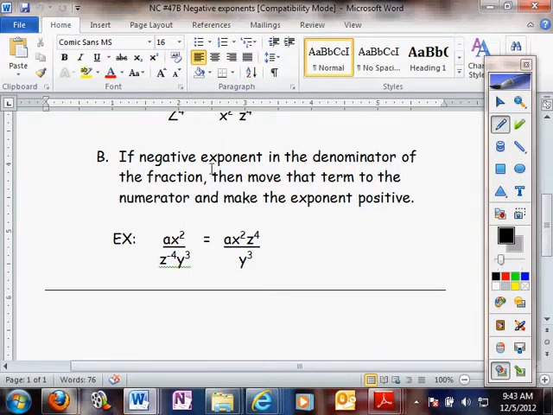B says if you have a negative exponent in the denominator of the fraction, then move that term to the numerator and make the exponent positive. In this example, I have z to the negative 4 in the denominator. I move that to the top and it becomes z to the power of positive 4.